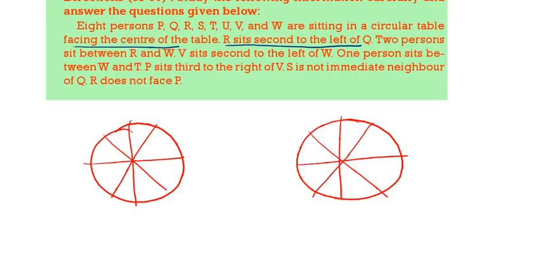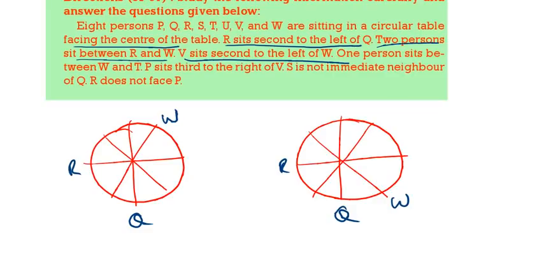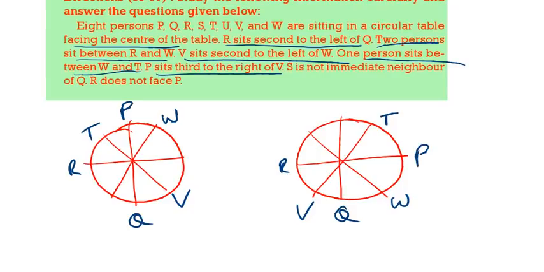R is sitting second to the left of Q. This is Q, R. 2 persons are there between R and W. So left side, right side. V is sitting second to the left of W. Here we will get V. Then 1 person is there between W and T. Here we will get T. P is sitting third to the right of V. So here we will get P.